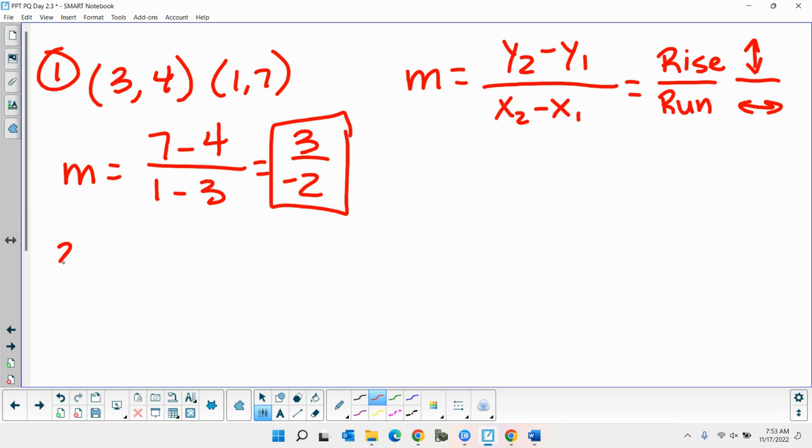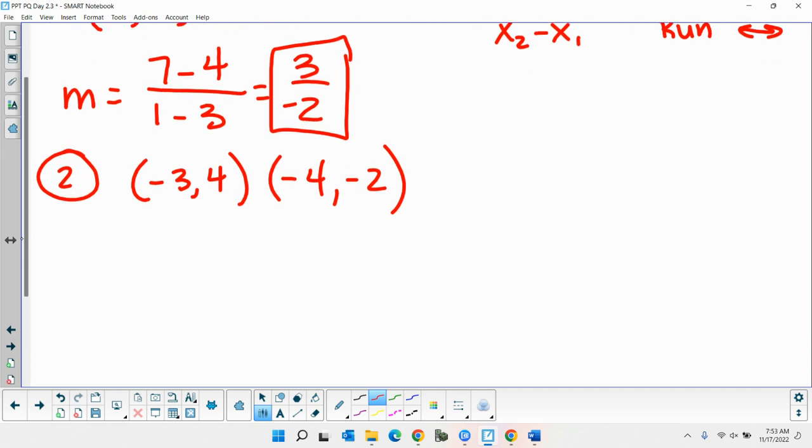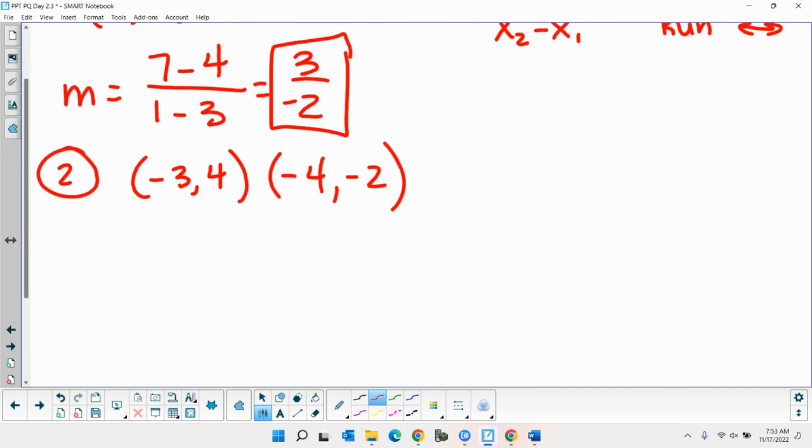Okay? Number 2, same type of problem. Our 2 points, negative 3, 4, and negative 4, 2, or negative 2. So, pay attention to the details tomorrow. A lot of times the mistake is you forget a negative sign. Okay? So don't forget your negatives.